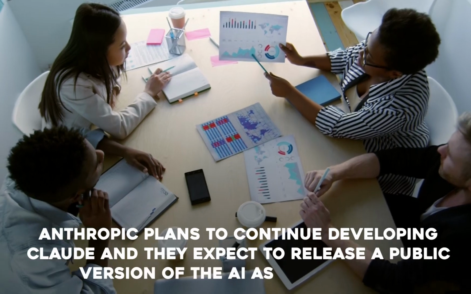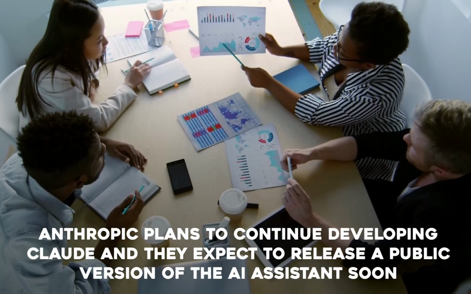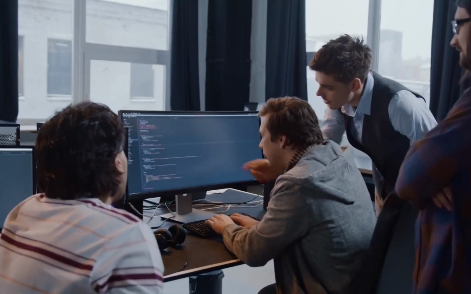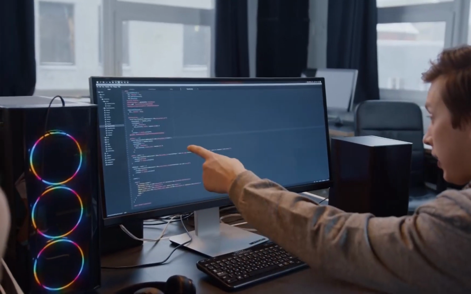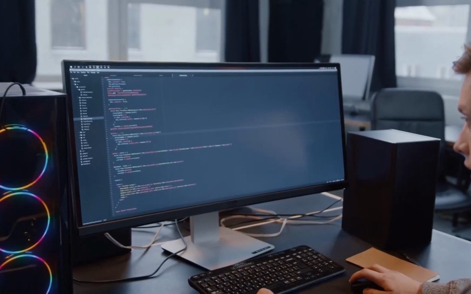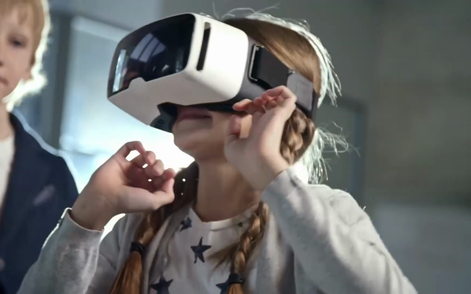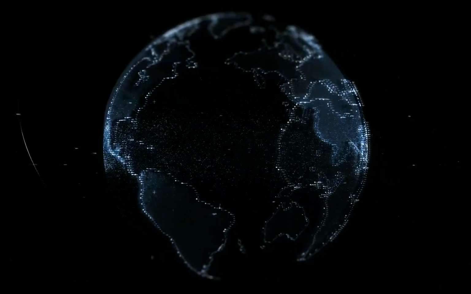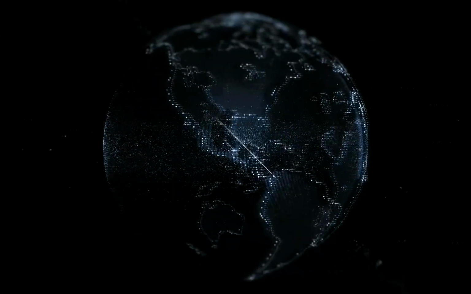Anthropic plans to continue developing Claude, and they expect to release a public version of the AI assistant soon. They are currently working on expanding the number of principles the AI follows and developing new ways to test and evaluate the AI's adherence to these principles. As we continue to see the development of AI systems, we must consider these systems' ethical and moral implications. Anthropic's approach with Claude is a step in the right direction, and we look forward to seeing how it will continue to evolve and impact the world.